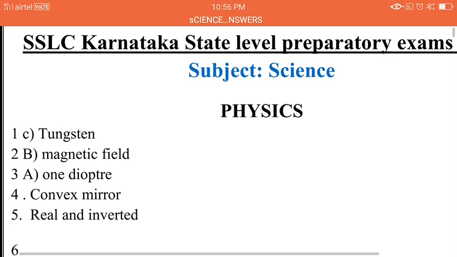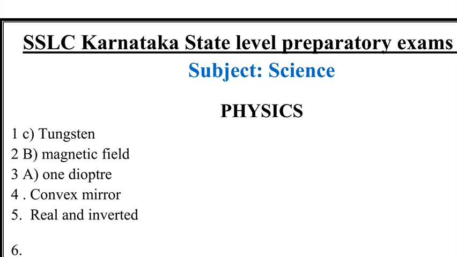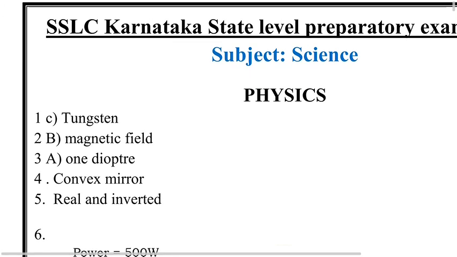is the material used in the filament of an electric bulb is. This part will be for physics part and the answer will be option C, tungsten. Second question, in Fleming's right hand rule, the forefinger indicates the direction of. The option B, magnetic field, is the answer.